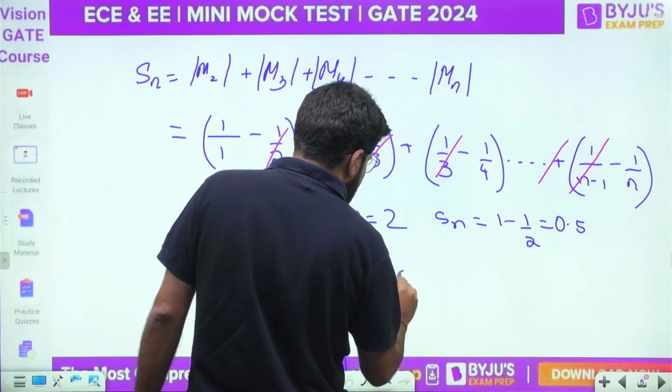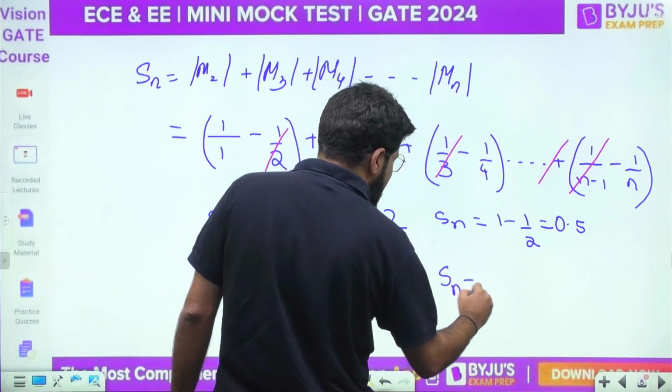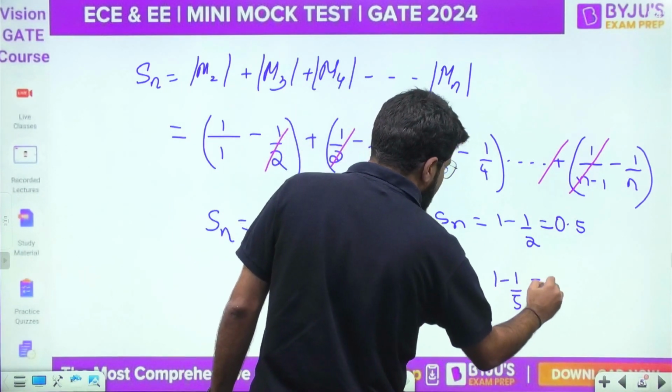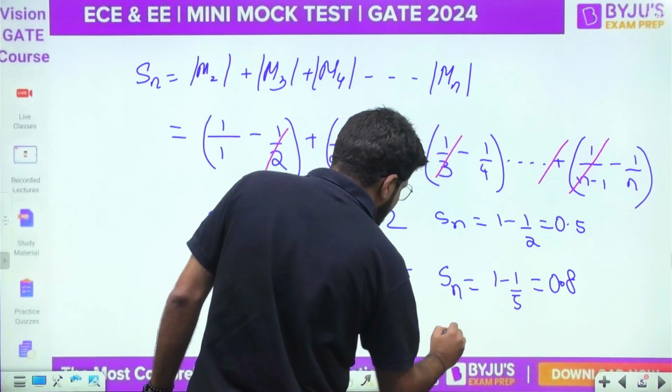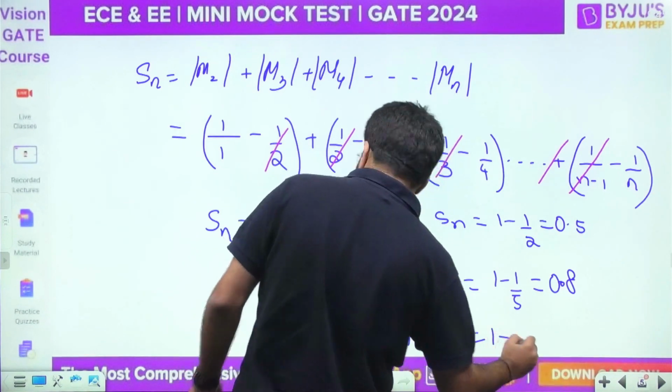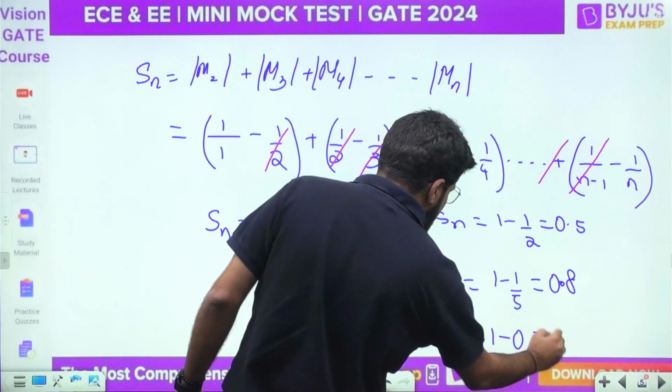If n is equal to 5, what is the value of Sn? 1 minus 1 by 5, that should be 0.8, correct. And for n tending to infinity, what is the value of Sn? 1 minus 1 upon infinity tending to 0, so it should be 1.